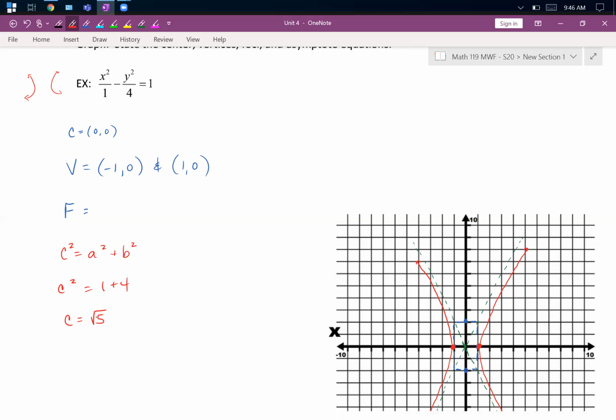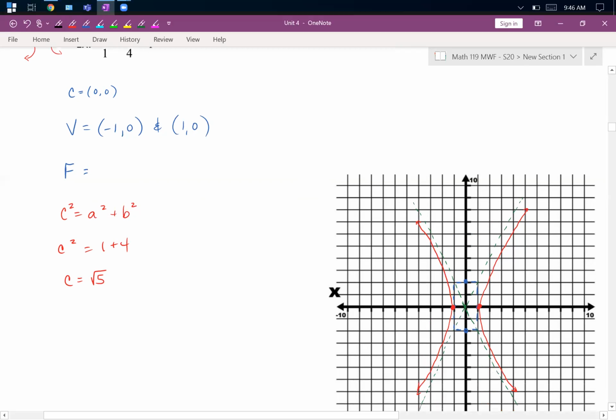Our foci are always inside the branches, here and here somewhere. So I know I'm going to have to be adding to the x coordinate of the center since I'm opening horizontally. So our foci are going to be plus or minus square root of 5, 0.